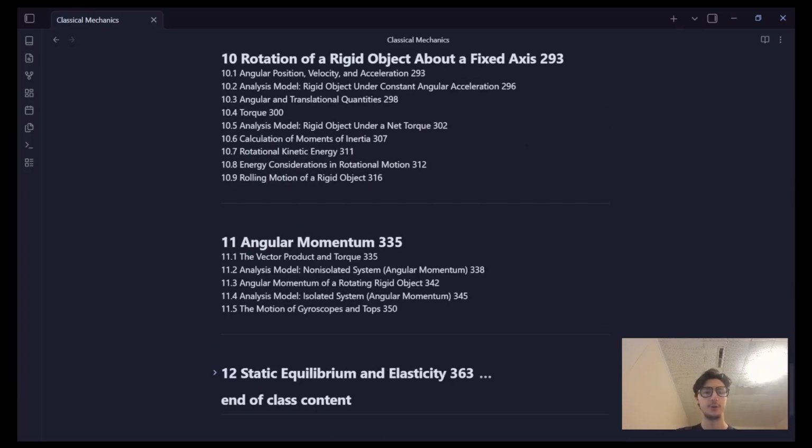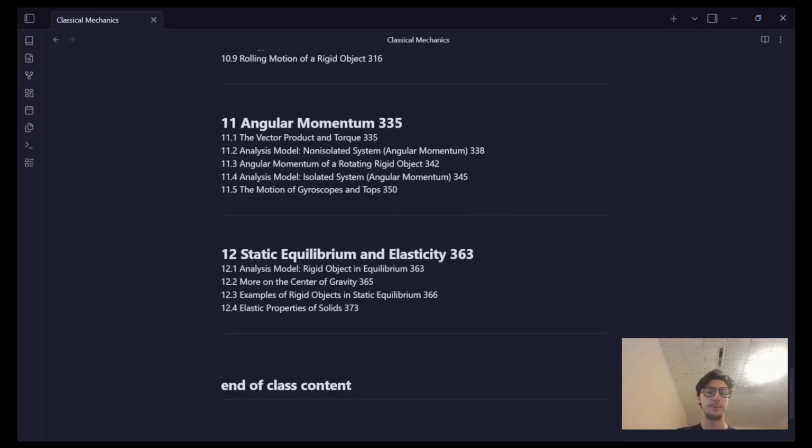Second last chapter, chapter 11. The vector product and torque, analysis model: non-isolated system, angular momentum of a rotating rigid object, analysis model: isolated system, angular momentum, the motion of a gyroscope and tops. Last chapter, chapter 12. Analysis model: rigid object in equilibrium, more on the center of gravity, examples of rigid objects in static equilibrium, elastic properties of solids.